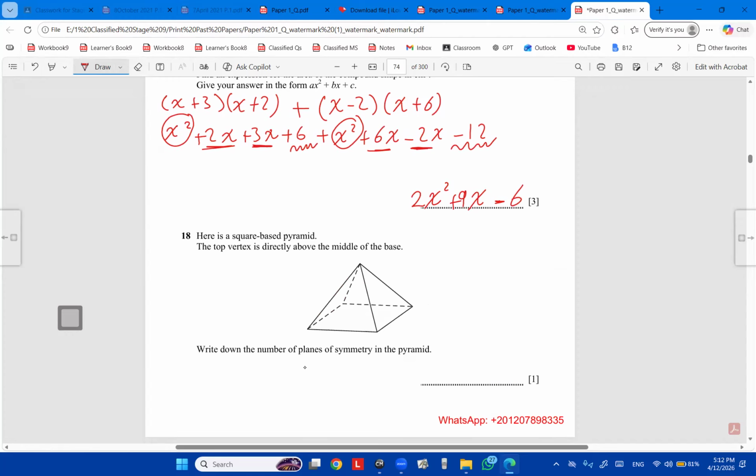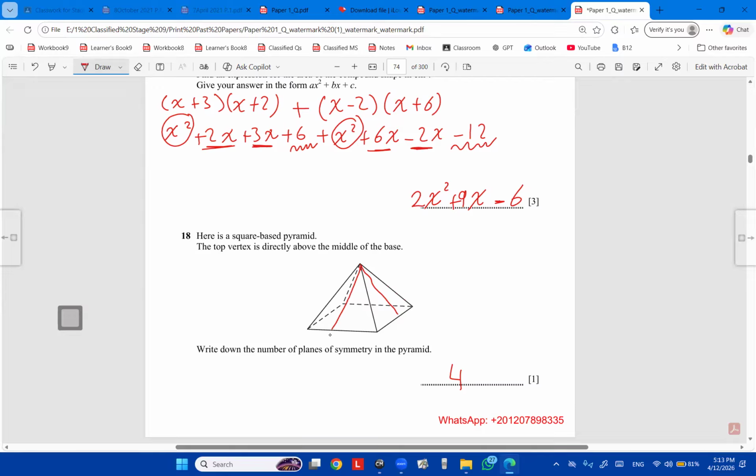Write down the number of planes of symmetry in the pyramid. Well, you've got 4 planes of symmetry. How do we know this? There is one that you can take here horizontally. Look at that, you can start it from here. You cut it as if you're cutting this with a knife. Imagine this is a cake or a piece of cheese, and you're cutting it from the right side. This is one, and from the front you cut it as well with the knife.